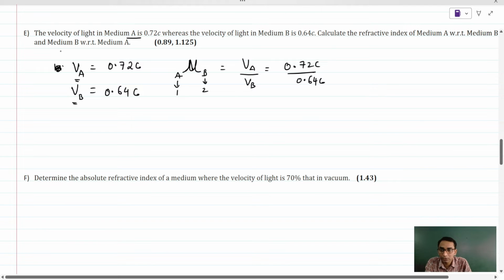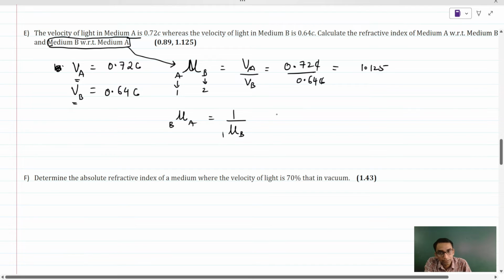Basically, I have calculated this second part first. Second medium means where you have the refracted ray, right? And then if you solve this, you will get your answer as 1.125. Correct? Now, simply applying the principle of reversibility, A with respect to B is the reciprocal like this. So 1 upon 1.125, this answer will be 0.89.